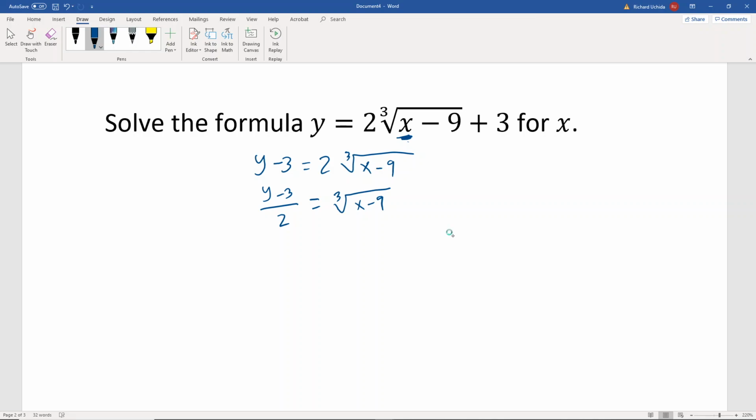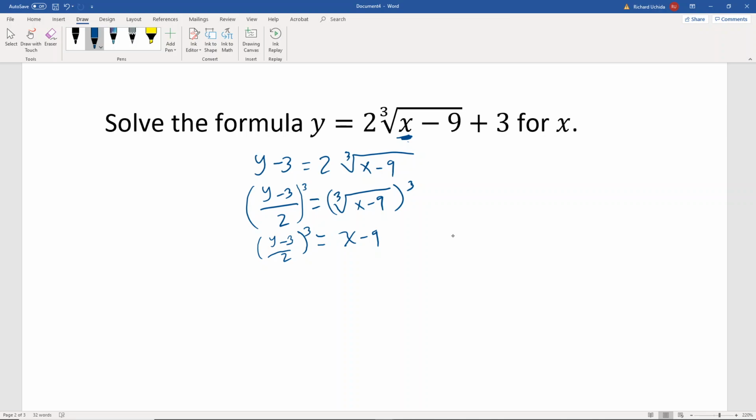So what we would next want to do is, the x is underneath this cube root, so we want to get rid of the cube root by cubing both sides. So we're going to cube both sides of the equation, so that on the right hand side, when you cube the cube root, you'll just have what's underneath the radical. So you'll just have that x minus 9. And on the left hand side, let's just leave that as y minus 3 all over 2, cubed.